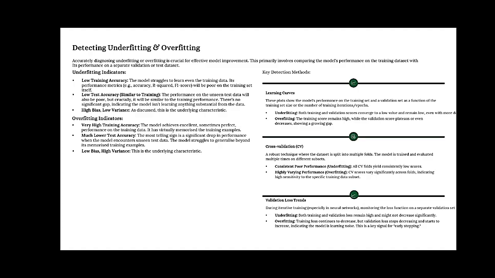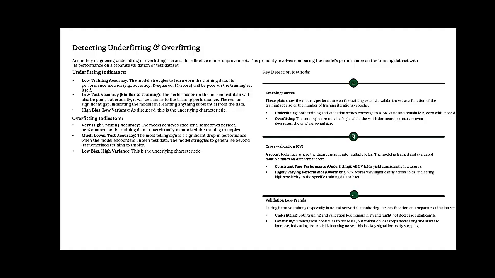Detecting underfitting and overfitting. Before we can fix these problems, we need to diagnose them. Detecting underfitting and overfitting is a crucial skill. The primary method is to compare the model's performance on the training data with its performance on a separate validation or test dataset. Here are the critical indicators: underfitting indicators and overfitting indicators.